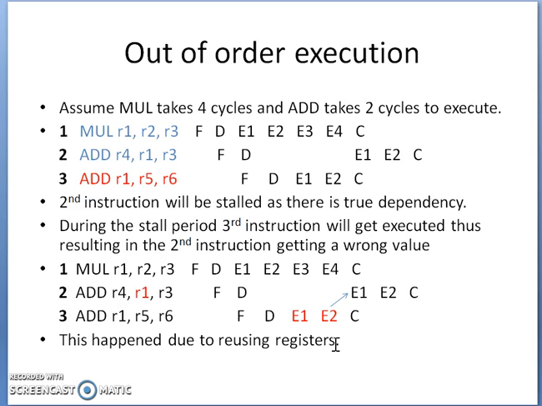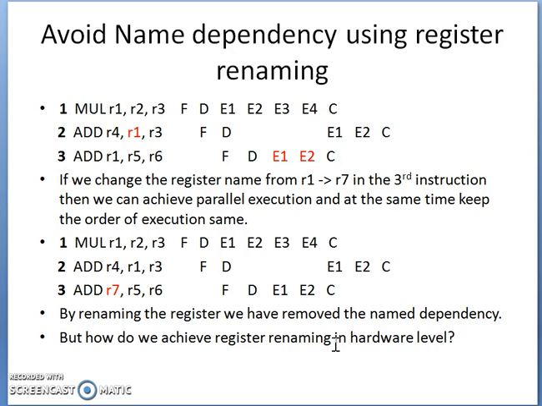So how do we avoid this name dependency and still have out of order execution? We use register renaming. In register renaming, we change the name of register R1 to R7 in the third instruction. Now this makes our third instruction completely independent, and even if it is executed early, before the two instructions, it will not affect the code execution flow.